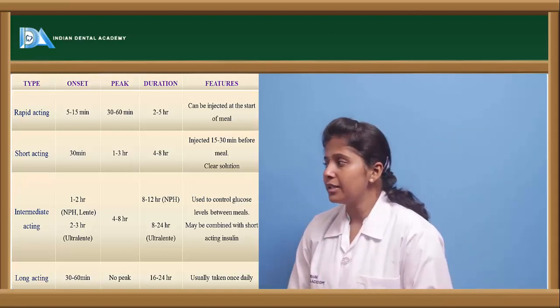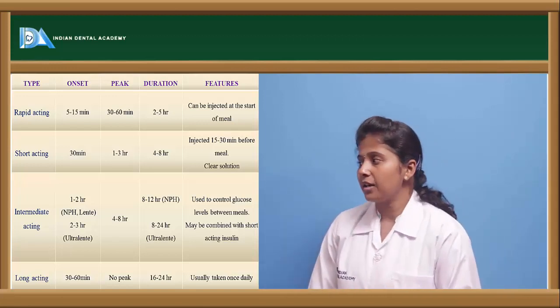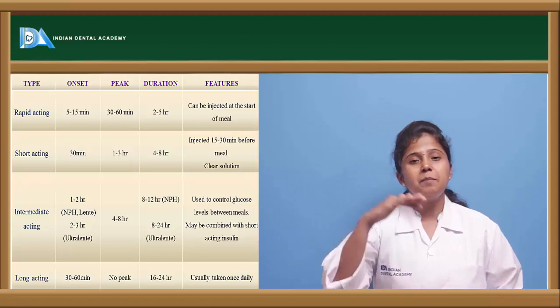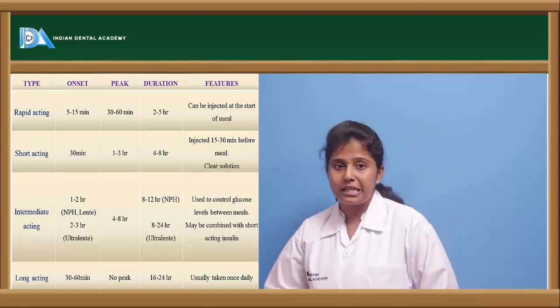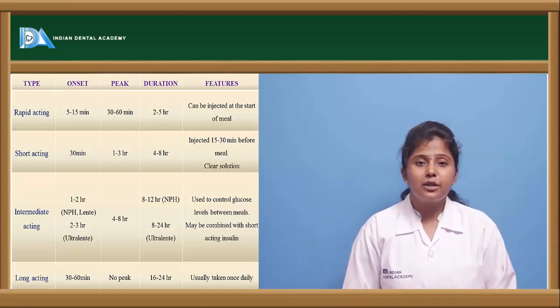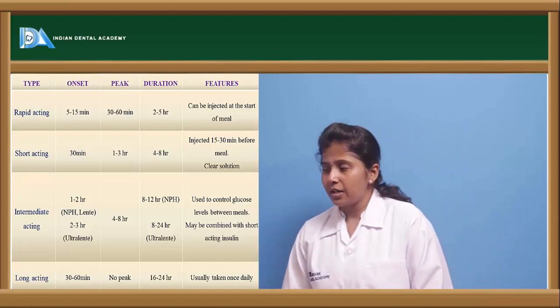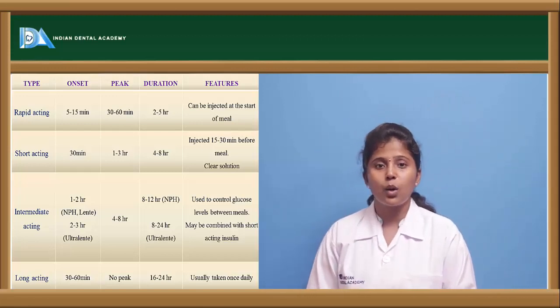The long acting insulins have an onset of action of 30 to 60 minutes, and they do not have any peak, because once administered they exert their action very effectively. The duration of action lasts for about 16 to 24 hours, and because of this long duration of action, they are preferably taken once a day.